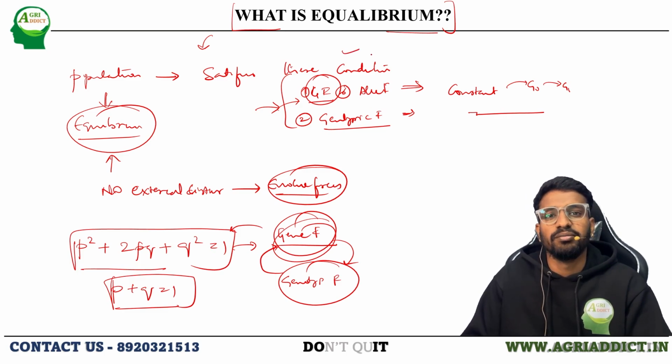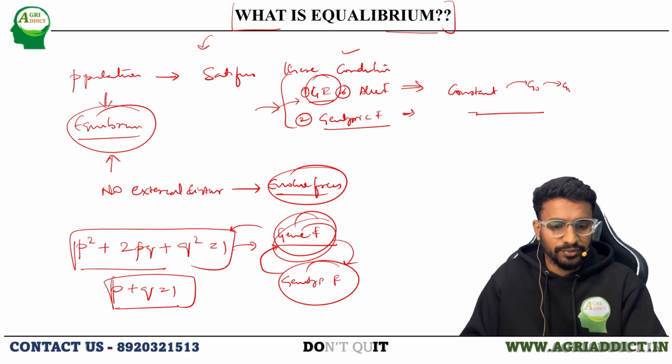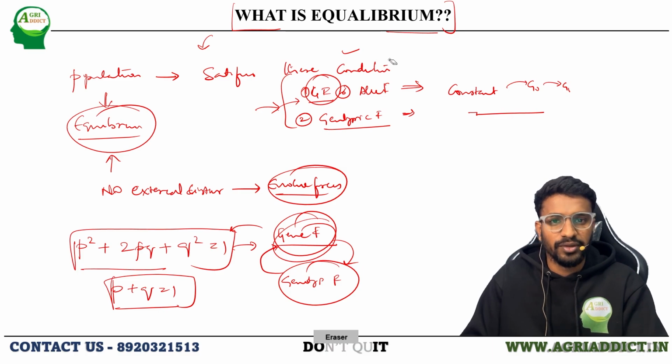So this is basic information which is very much necessary for you to understand all the other concepts in population genetics. Okay, so next.